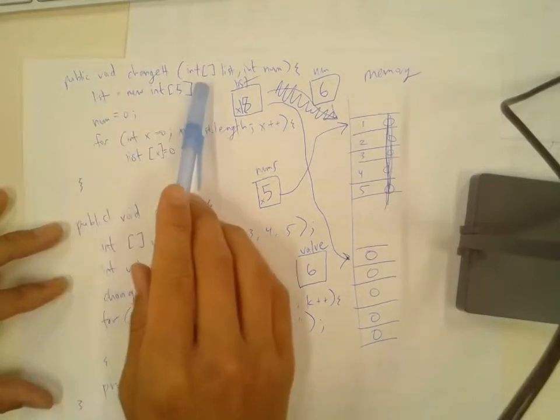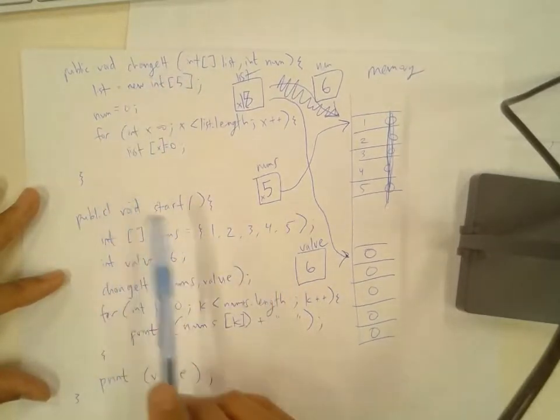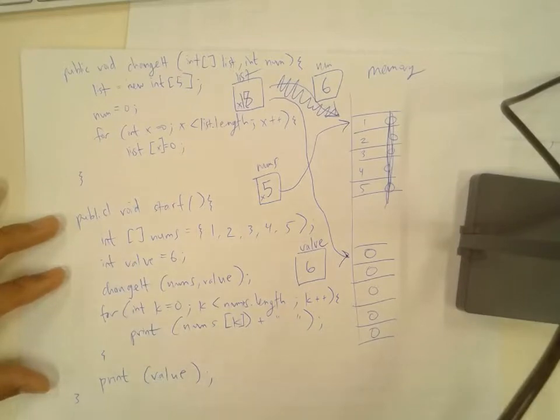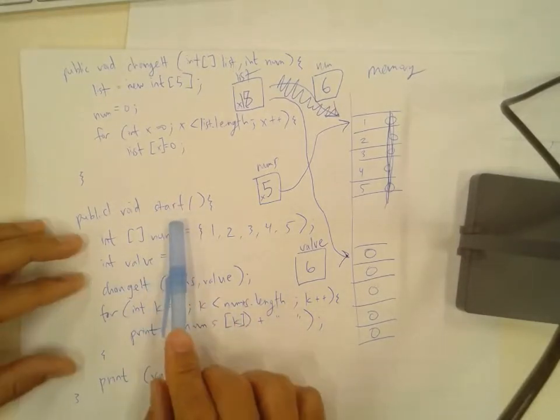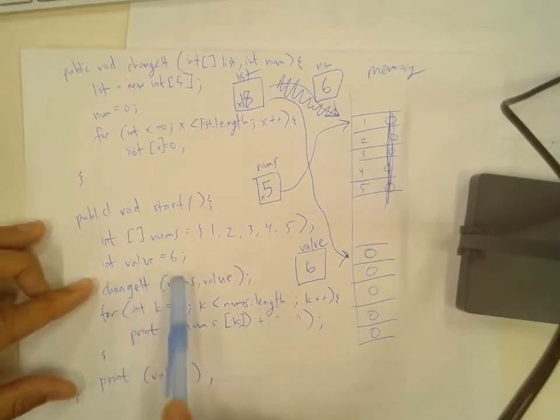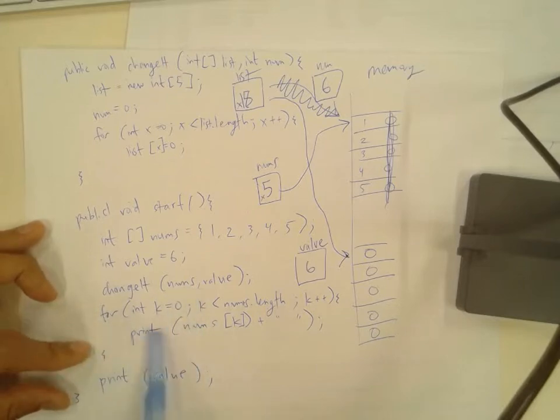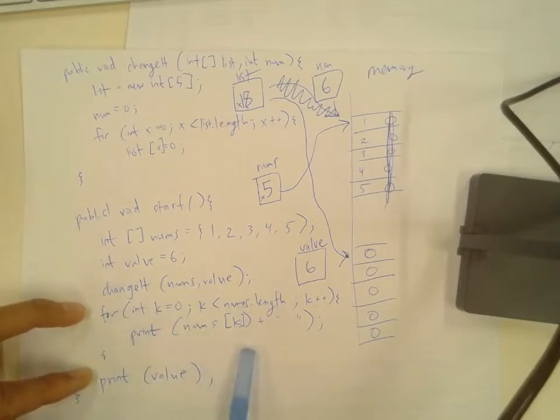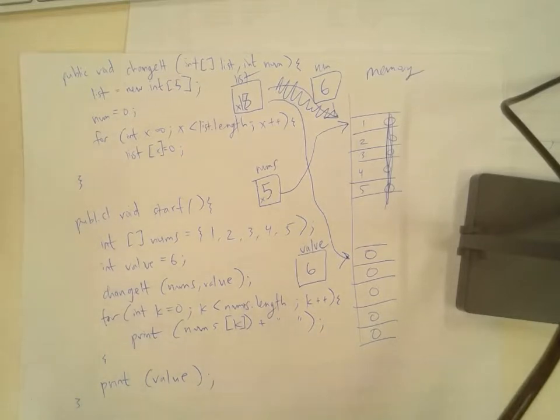How does it work? We have change it defined here. We have start defined here. The question says when start is run, what is printed out? So let's look at what start does. It creates a nums array. It creates this value variable that's equal to 6, runs change it, iterates through nums, prints out everything, and then prints out value.